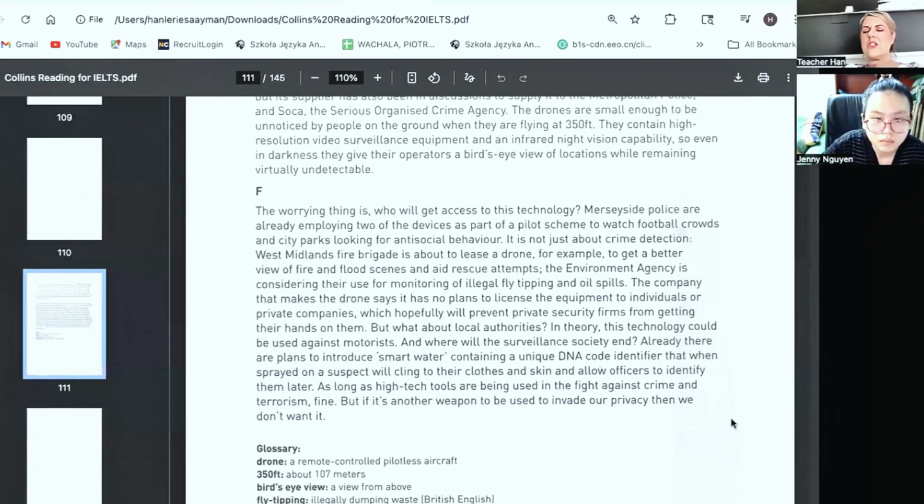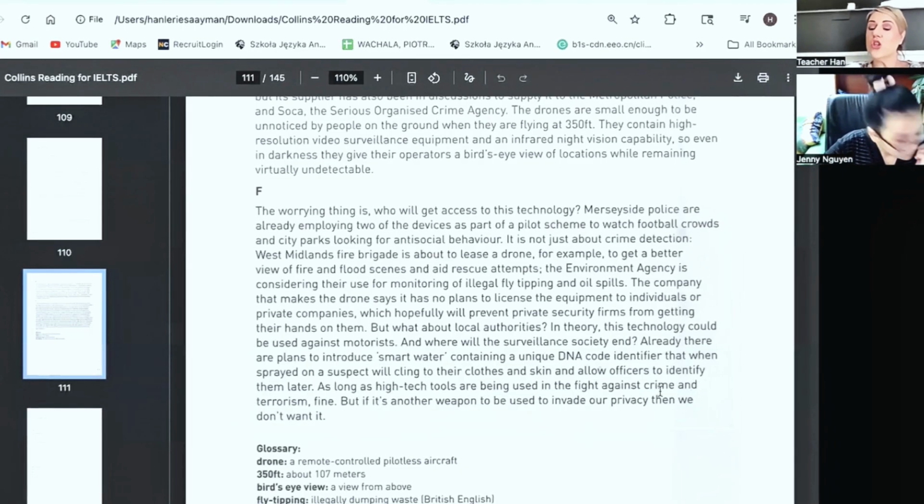Okay, so what is passage F about? People are worrying about who will access this technology, since Sussex police are already employing the device as part of a pilot scheme to watch football crowds in City Park for antisocial behavior.